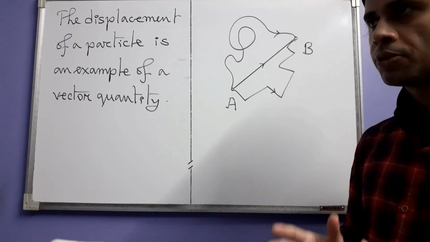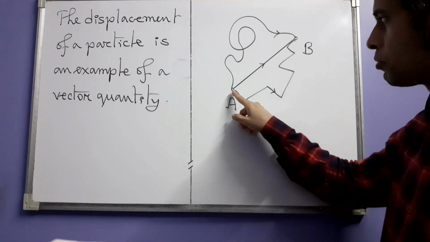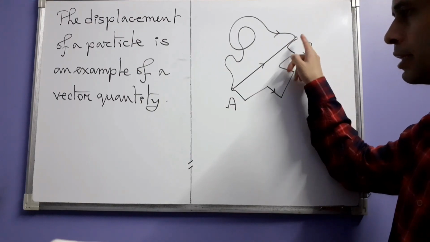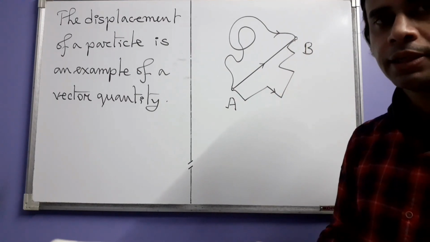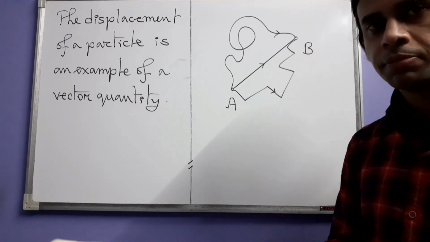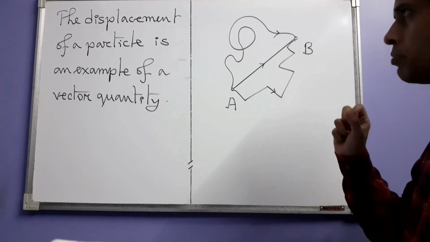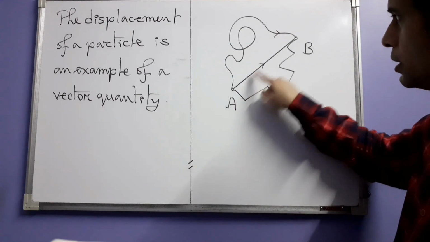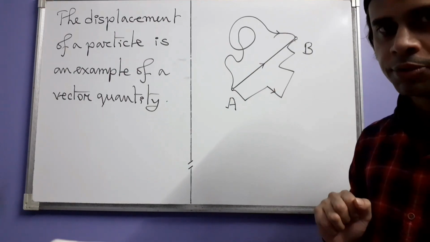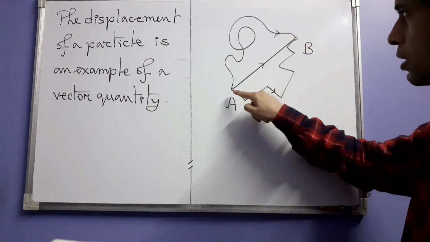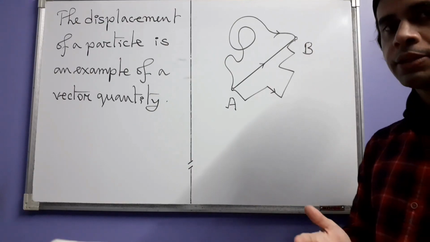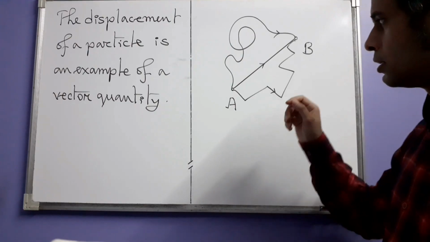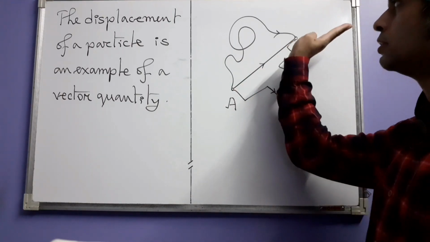So the displacement only takes into account the point where the particle started its journey and where it's ending its journey. It does not take into account the actual path that it followed to reach B from A. And this displacement vector has magnitude which is equal to the straight line distance between A and B, which is just the length of the straight line segment AB, and the direction is the direction of B relative to A. That means the direction going from A to B, this direction.